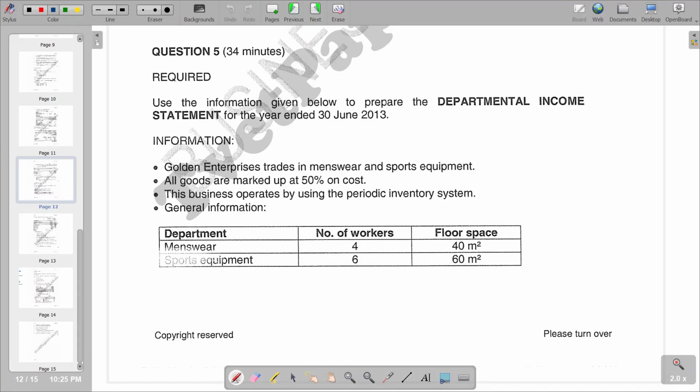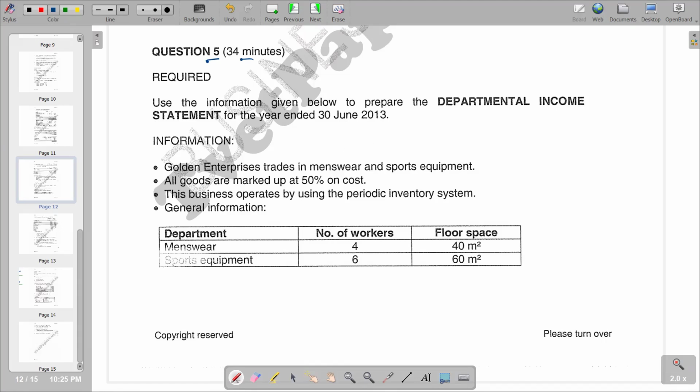In this video, I want to look at the preparation of the departmental income statement. So we have a past exam paper that we want to look at. This is question 5 on this question paper, and you see that question 5 requires us to spend on average 34 minutes. On the required, it reads: use the information given below to prepare the departmental income statement for the year ended 30 June 2013.